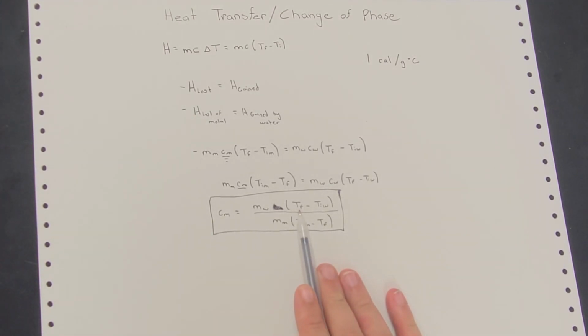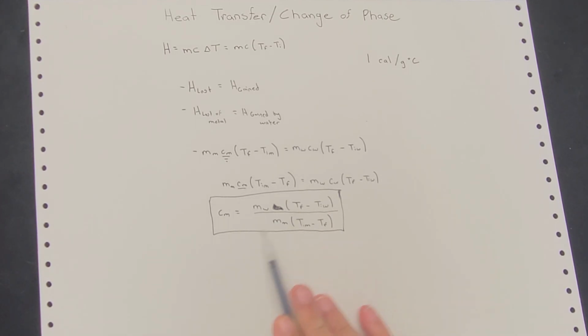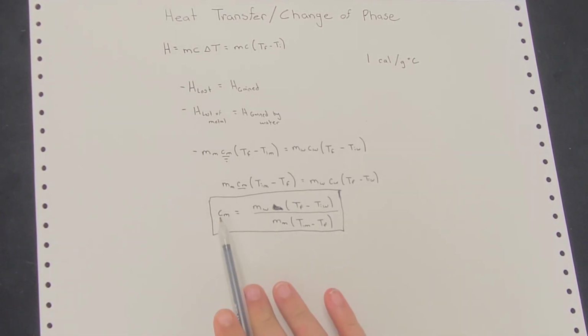Then we need to know what is our final temperature of the water and the metal after they've been added together and they've reached equilibrium. What is the initial temperature of the water? What is the mass of the metal that we're adding to the water? And then again, what is the initial temperature of our metal and again the final temperature? So we need to know quite a few things in order to calculate this specific heat.